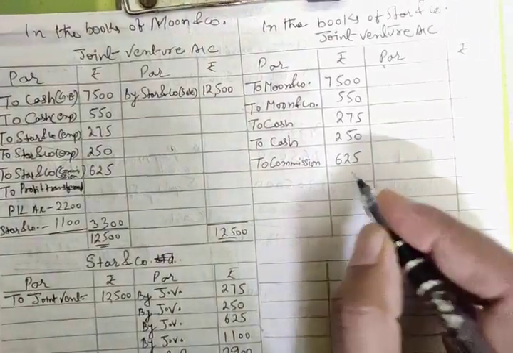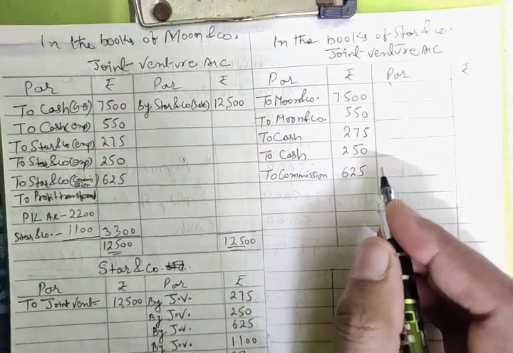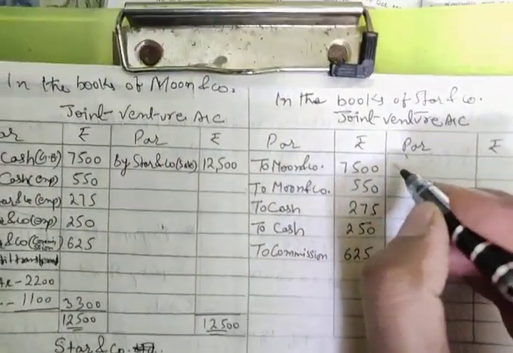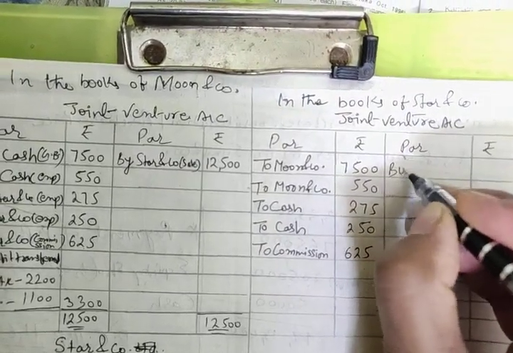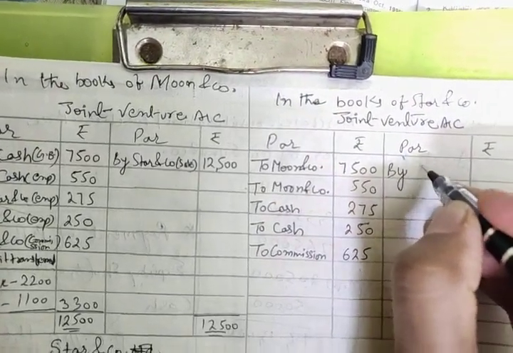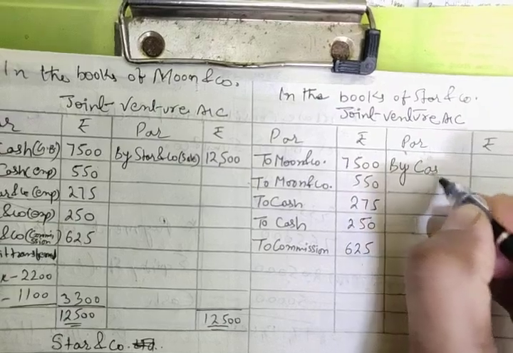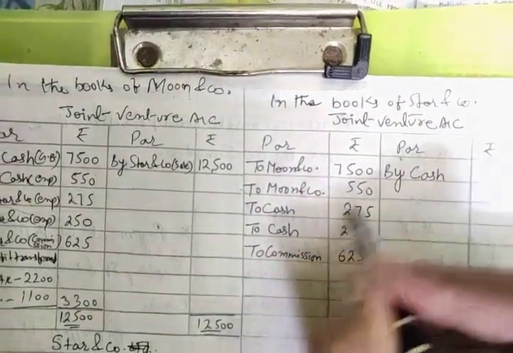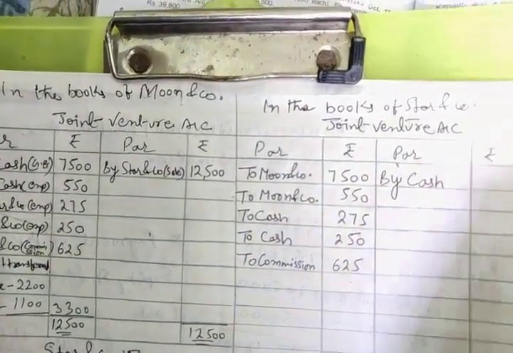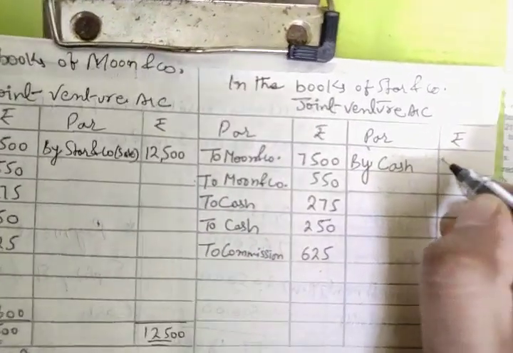625. Okay, and here on the credit side you did the sale this time, so you have to write it here as cash account only. Okay, whatever you are doing, that is your cash. So cash, how much was the sales value?